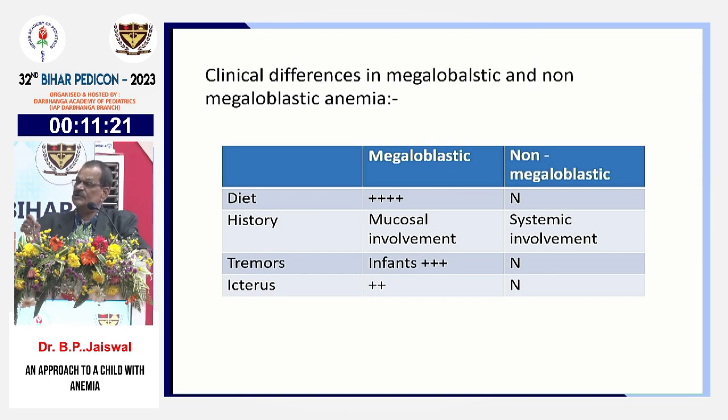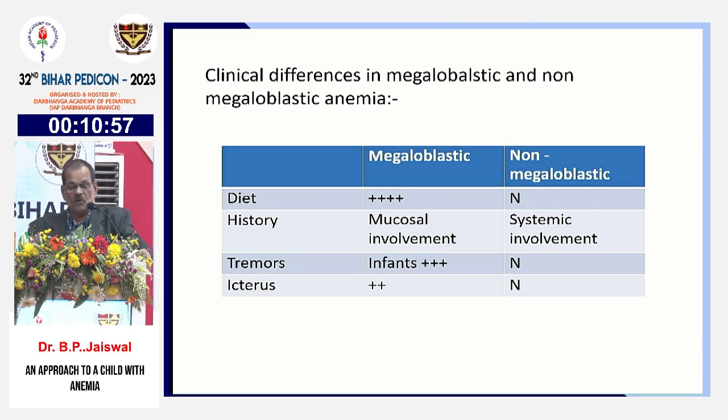कि deficient है in folic acid. So you can have this dietary history. A non-megaloblastic it will be normal. History that is mucosal involvement will be more in megaloblastic anemia. You can remember it. But systemic involvement will be more in megaloblastic anemia. Tremors, infant में tremors ज़्यादा मिलेगा आपको megaloblastic में.